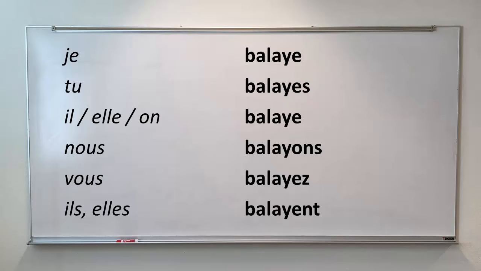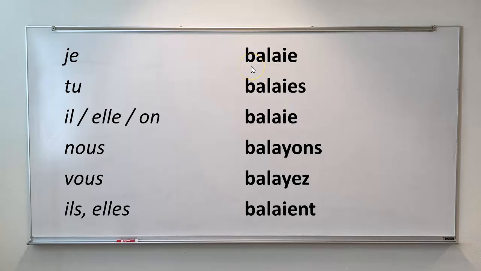Okay, so now the part that is unusual about this verb is that it allows for alternate spellings of some of the forms. The nous form and the vous form always stay the same no matter what, but all the other forms have alternate spellings. You're allowed to use an I instead of a Y.